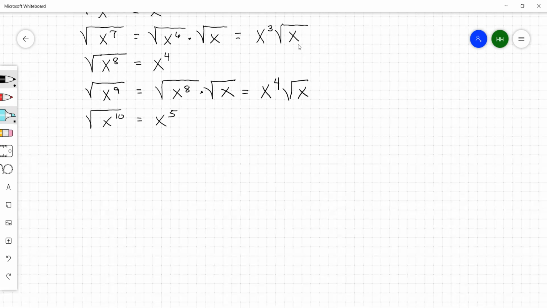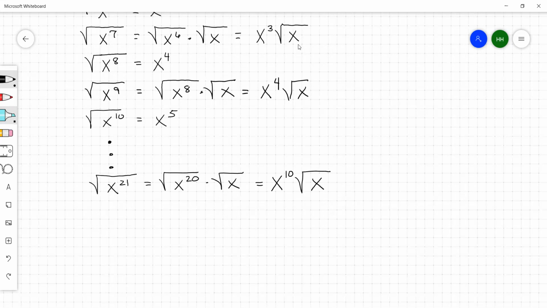So to expand on that, if we did the old dot, dot, dot, we did the square root of x to the 21st. Wouldn't that be equal to the square root of x to the 20th times the square root of x? And what is the square root of x to the 20th? Good. So here's your simplest form for the square root of x to the 21st: x to the 10th times the square root of x.